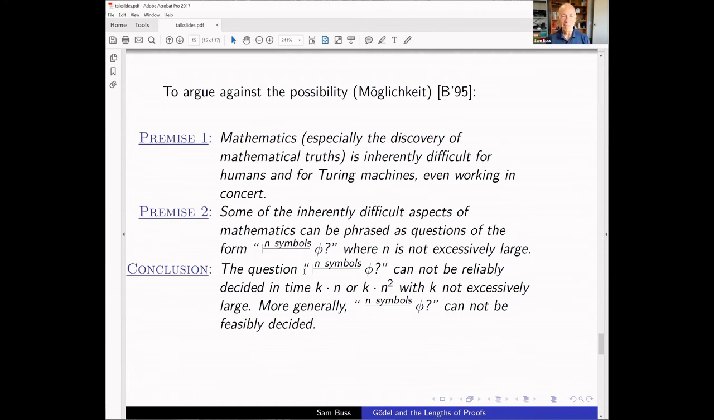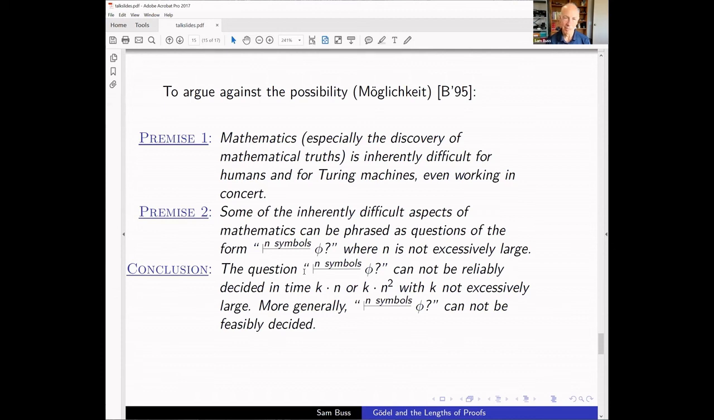So premise one, mathematics, especially the discovery of mathematical truths, is inherently difficult for humans and for Turing machines, even working in concert. And so here, I don't want to say just that you could replace a mathematician with a Turing machine, but I just want to say that it's inherently difficult, even if you combine the intuition of a mathematician with the brute force search of a Turing machine, right? And premise number two, this seems completely clear. Some of the inherently difficult aspects of mathematics can be phrased as questions of the form, does phi have a proof of n symbols, where n is not excessively large?